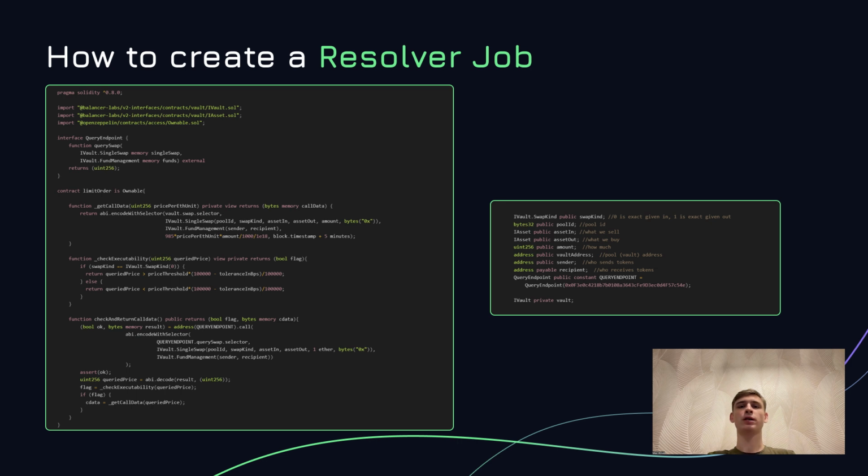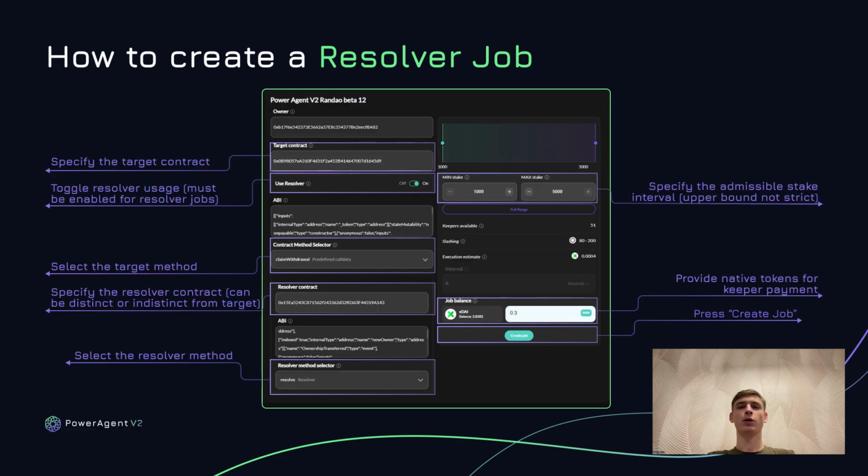Now we have to submit the task into the Power Agent network. Go to the job creation screen, select the target contract, the Balancer pool on a DEX, and tick the use resolver switch. Pick the target function, which is the swap function. And here specify the resolver contract, which we just deployed, and choose which function to call for checks: checkAndReturnCalldata.